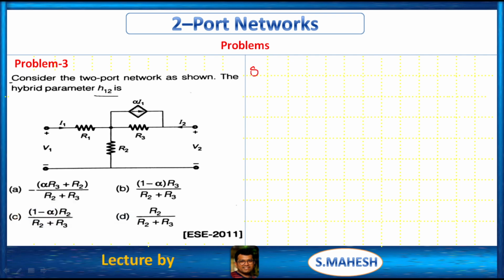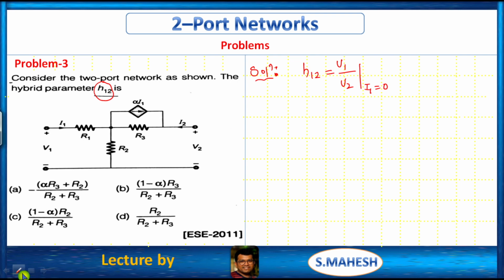So from this, to get H12, you all know that H12 is equal to V1 by V2 when I1 is equal to 0. We only want H12. Therefore H12 is the input voltage by the output voltage when the input port is open circuited, right?